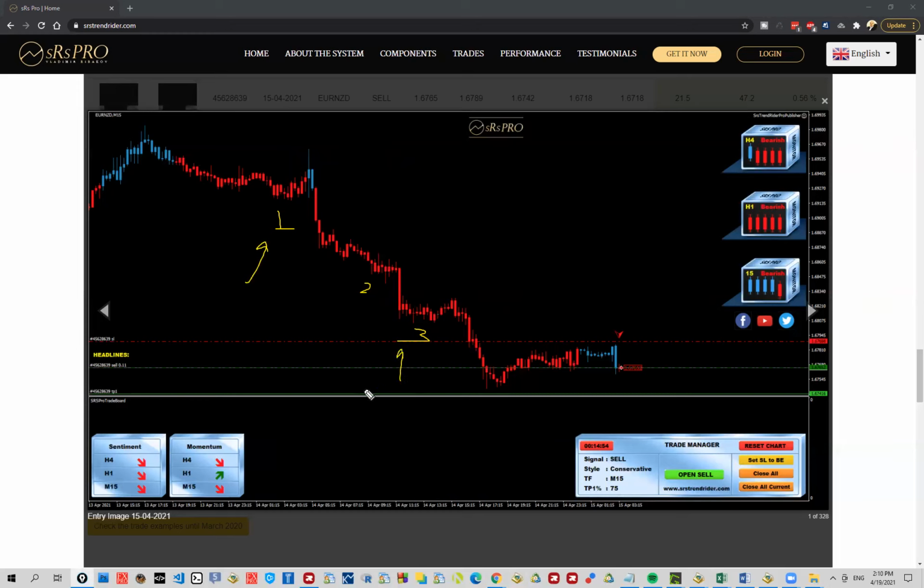Number 3 would be in second place. Number 2 could even be skipped if you're a bit more conservative trader, okay? Anyway, back to the most recent event on the chart, which is this one.